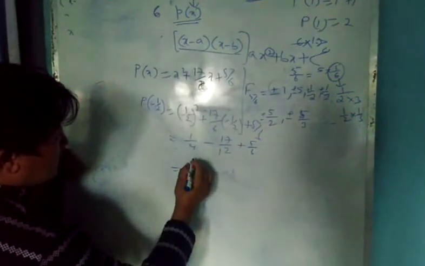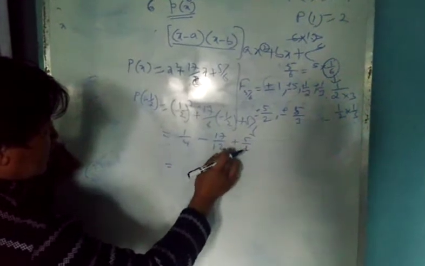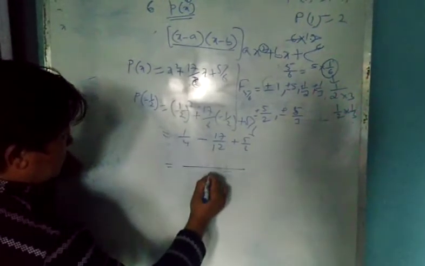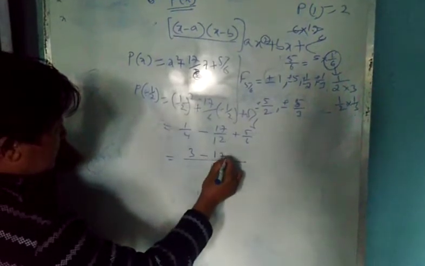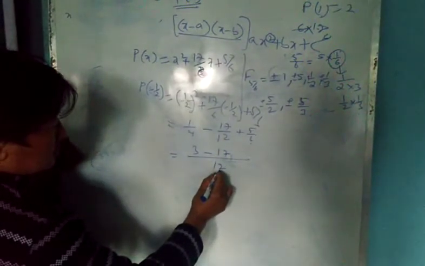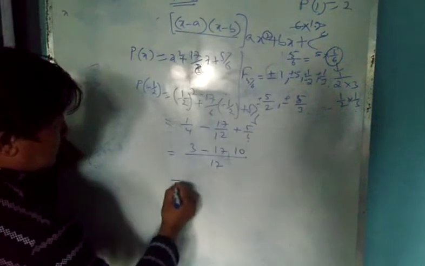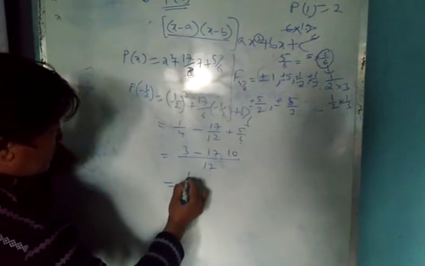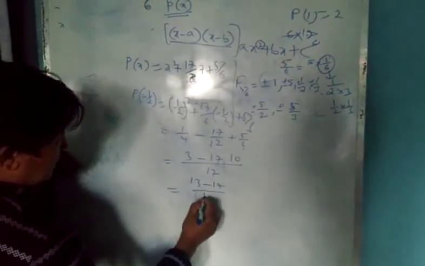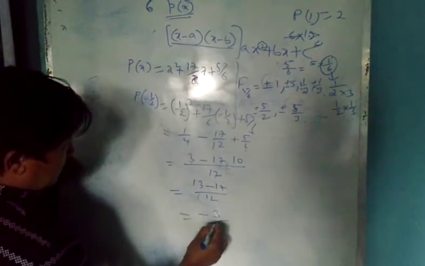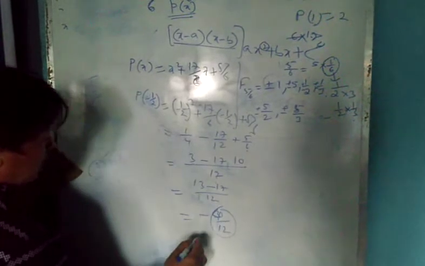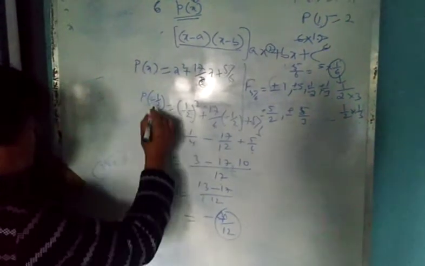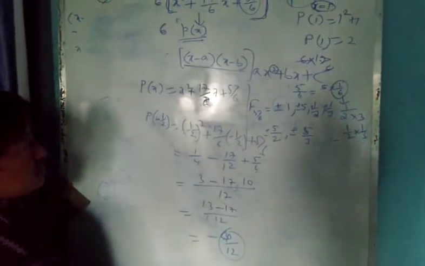Now the LCM is nothing but 12. 4 how many times? 3 times, minus 17. 6 how many times? 2 times. 2 5s are 10. So now 3 plus 10 is 13, minus 17 by 12, that is minus 4 by 12. So whatever it is, we did not get 0 here, so this minus half is not 0.